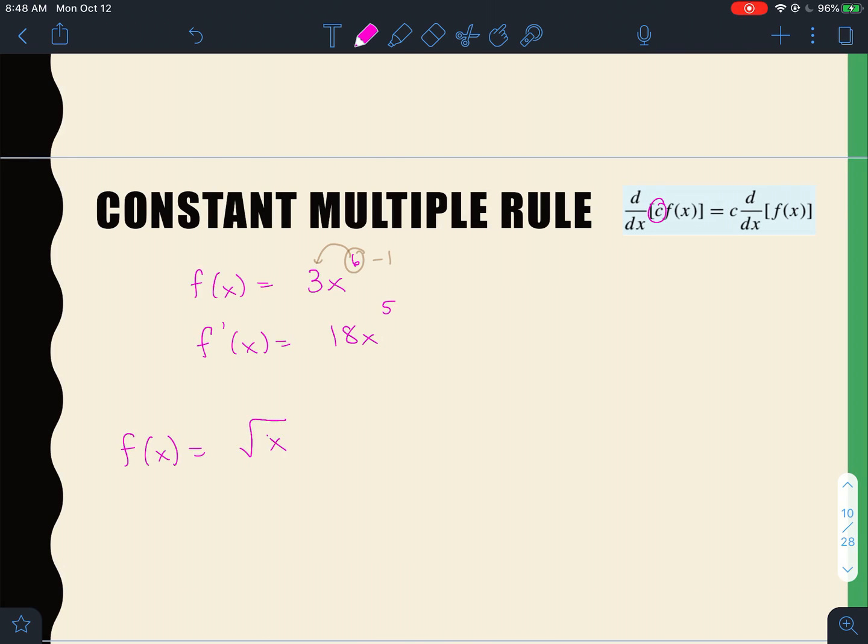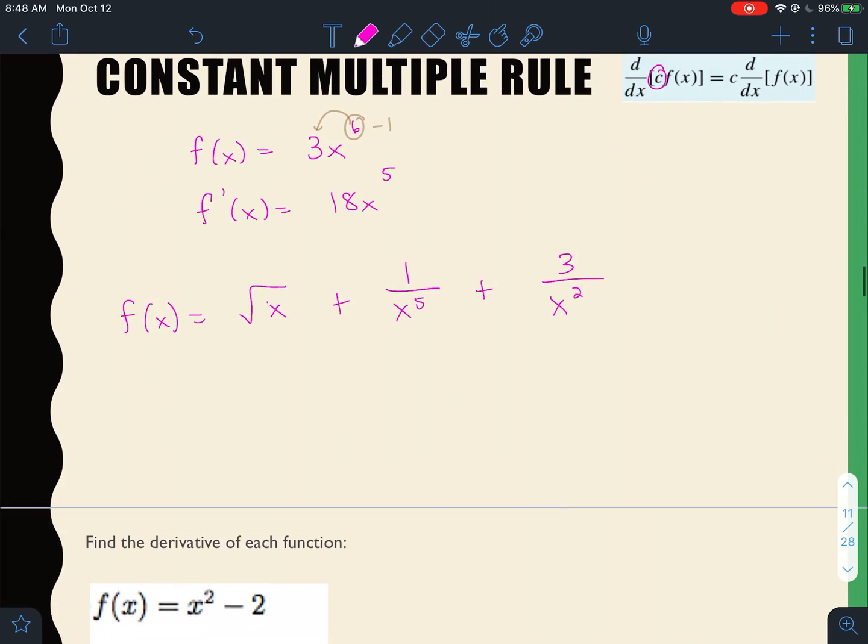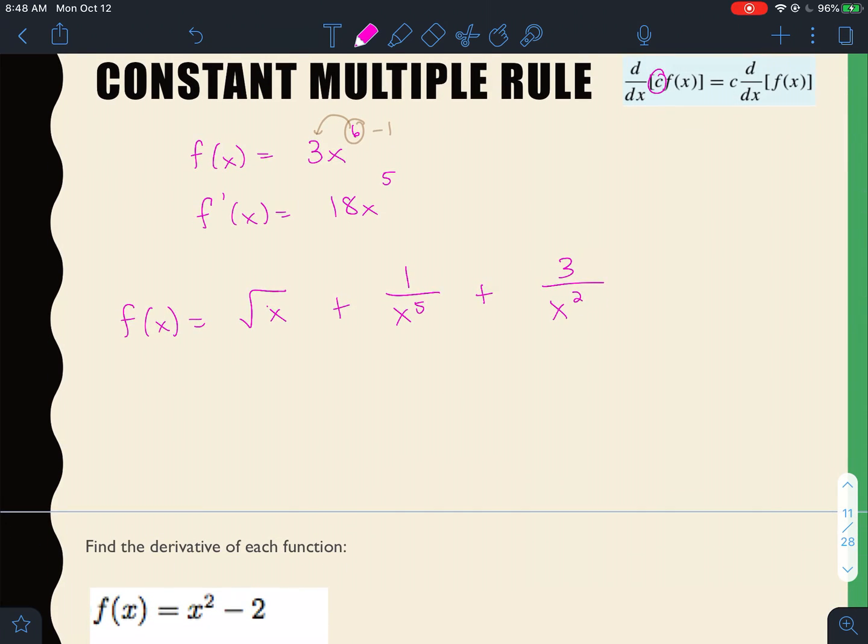So if I have f of x equals the square root of x plus 1 over x to the 5th plus 3 over x squared. And one like this, we're going to have to rewrite it so we can see the exponents first. So f of x is equal to x to the 1/2 plus x to the negative 5th. So if the variable is in the denominator, bring it up. And this would be plus 3x to the negative 2.